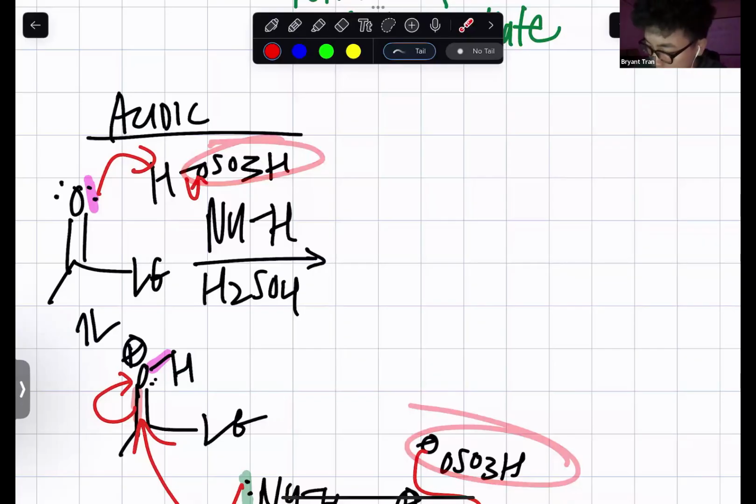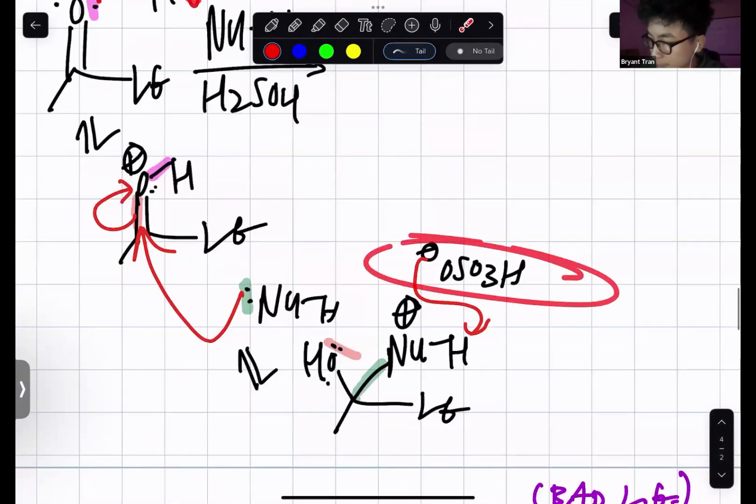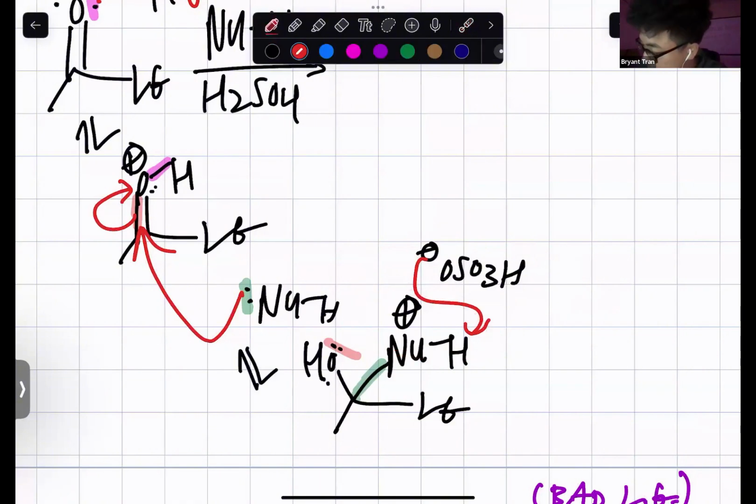You know how the carbonyl oxygen grabbed the H and then the bond between the H and oxygen goes onto that oxygen right there? That gives us an oxygen with a negative charge, which is the base that we're going to use to deprotonate this nucleophile and give that nucleophile a neutral charge now, because it will gain a pair of electrons from this bond right here.